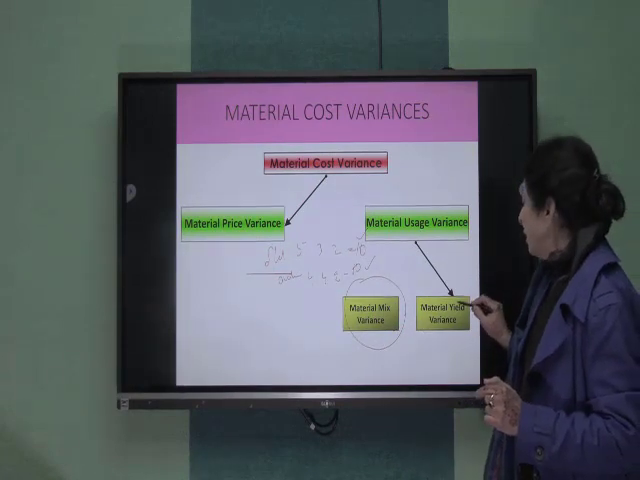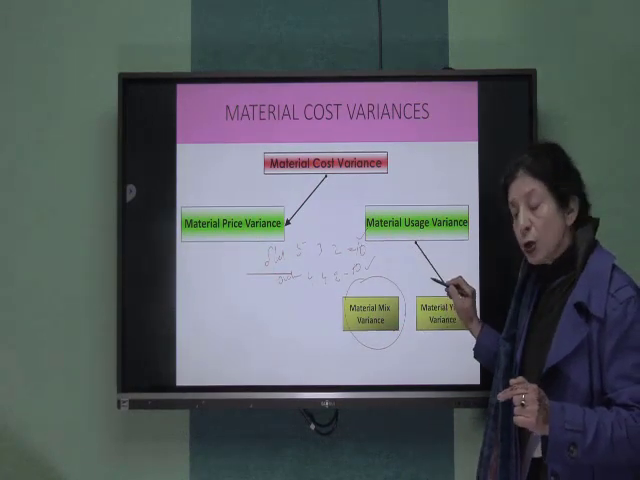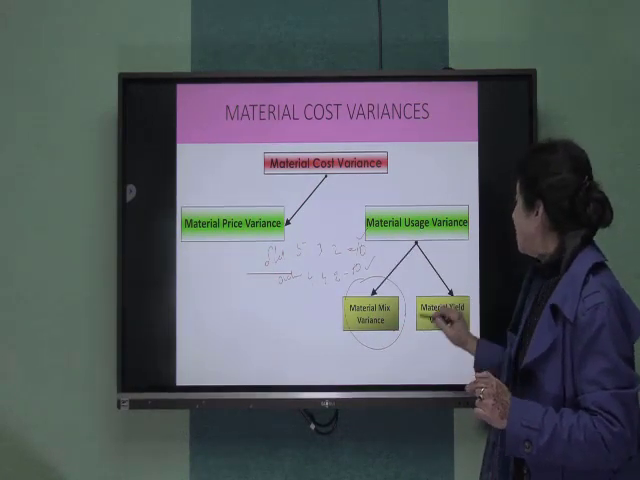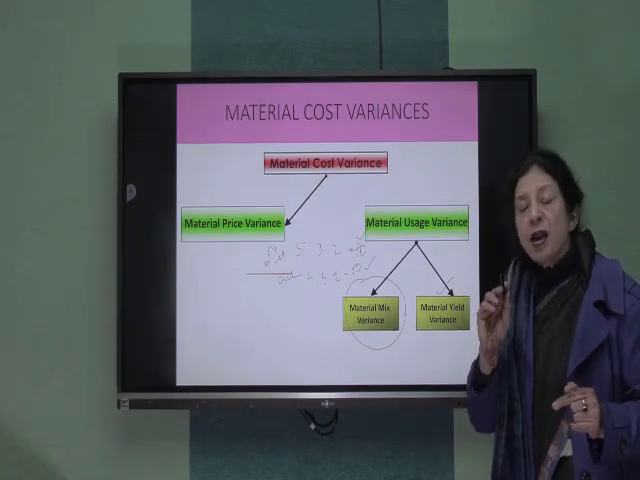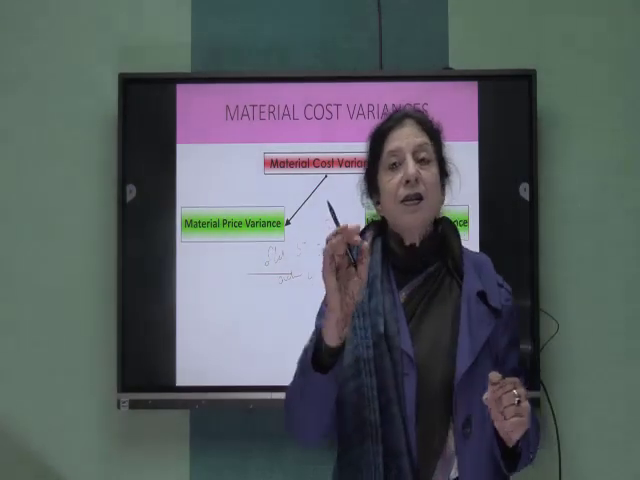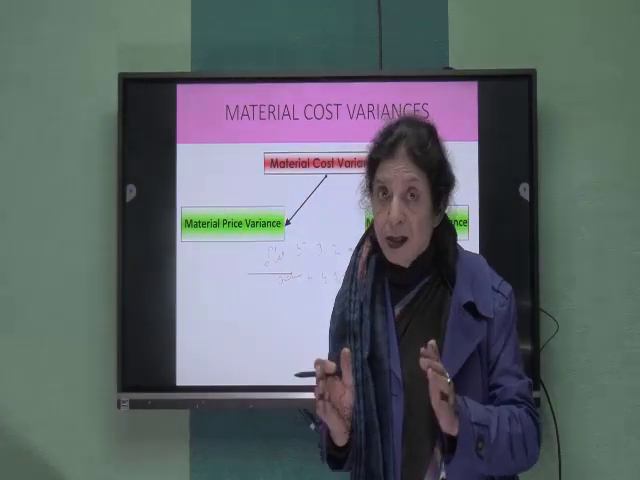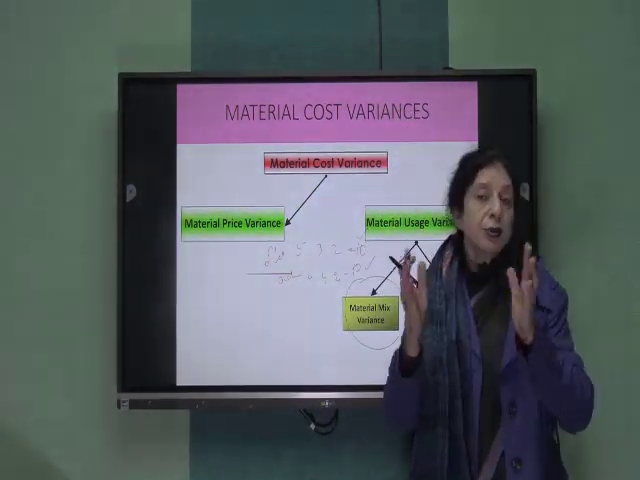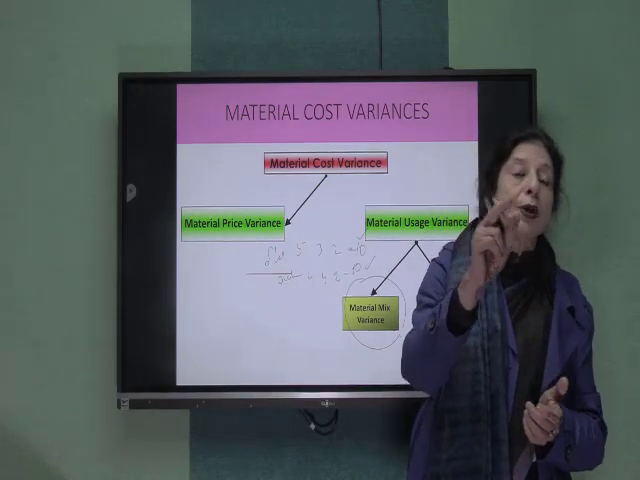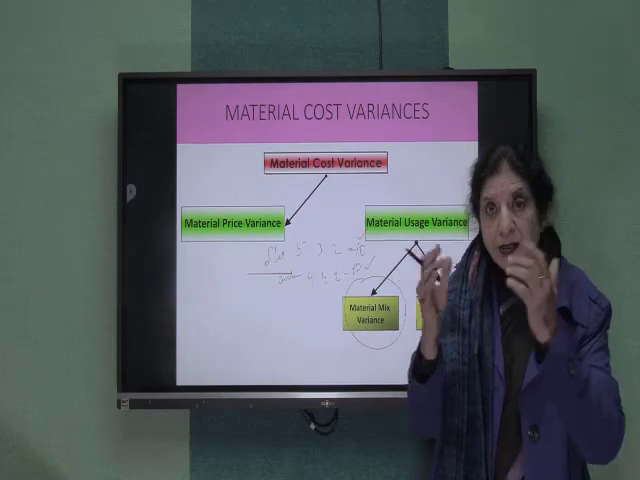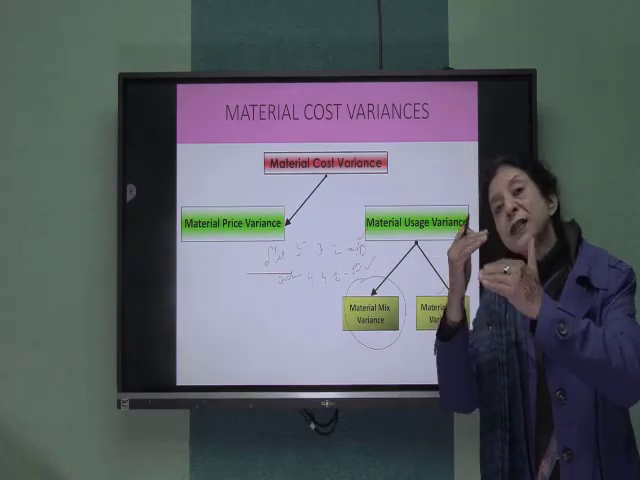Okay. Another thing is that in the case of the usage, there could be a material yield variance. Now, what is yield variance? I think everybody understands yield is nothing but the efficiency. It's not only output. Generally, the students say that it is an output. It is output per unit of an input. That is, what is the efficiency level?